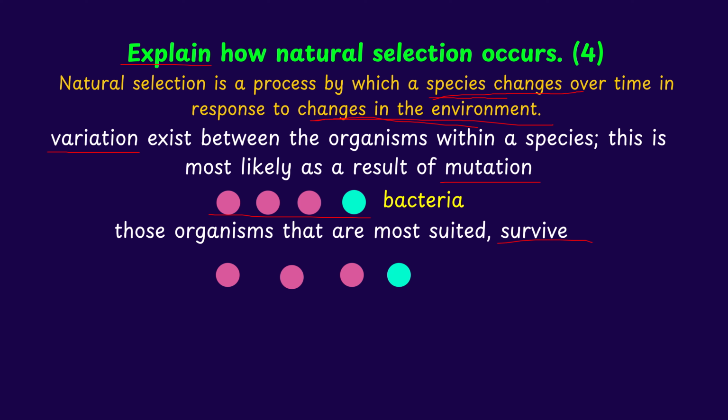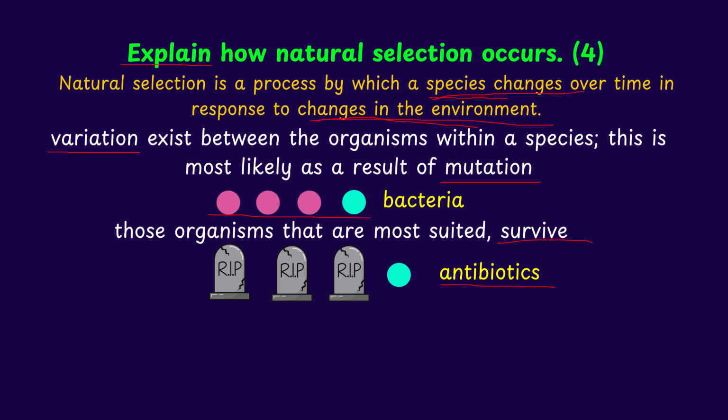All right, so the changing environment that we will be using in this example is the exposure of antibiotics. Remember that bacteria are killed by antibiotics. So let's see what will happen with our species right here. That one is gone, that one is dead, and that one is gone, right? So point number 2 says those organisms that are most suited, they will survive. They will survive what? The change in the environment, right? So these types will be able to survive the change in the environment, the exposure to antibiotics, because they are antibiotic resistant.